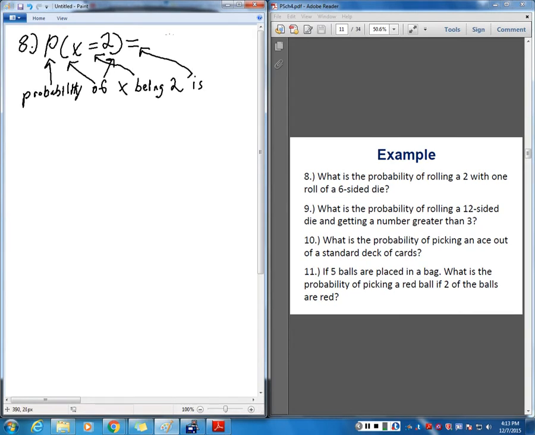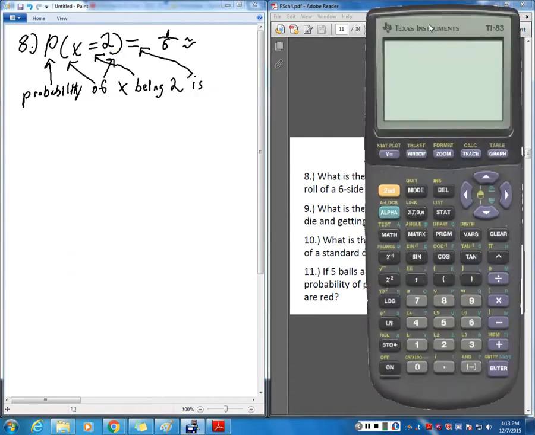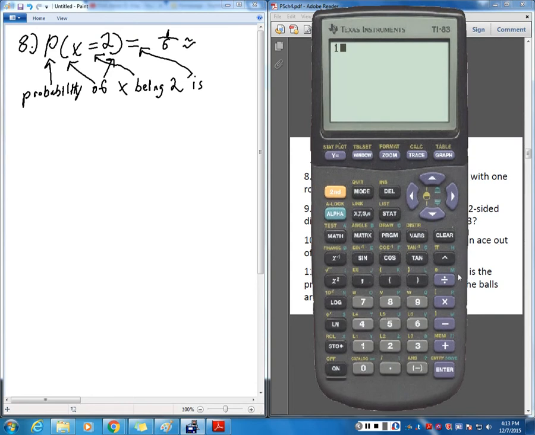Well, how many sides have a 2 on them on a six-sided die? That would be 1. So I have one side with a 2, and there are 6 sides total. So 1/6 would be my answer as a fraction, or if I write that as a decimal, I can do that. We usually round those to either 3 or 4 places. 0.1667. And I use the approximately equals symbol to show that I have rounded that.